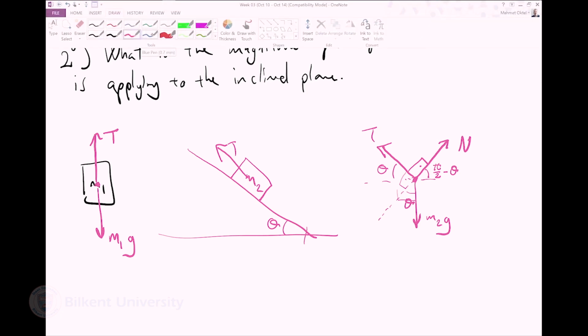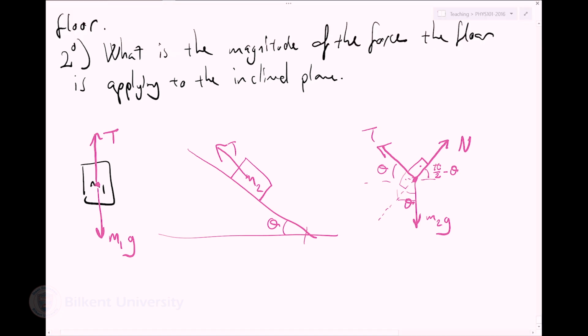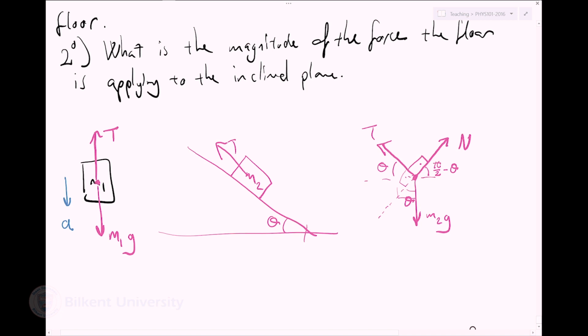Let's take another color. Which way is the acceleration of M1? I want it to hit the floor, so it better go down, okay? So let's call this A. How about M2? Which way is it moving? Well, if I'm pulling the string down from here, the other one must be moving up the inclined plane. So its acceleration must be in the direction of the tension, all right?